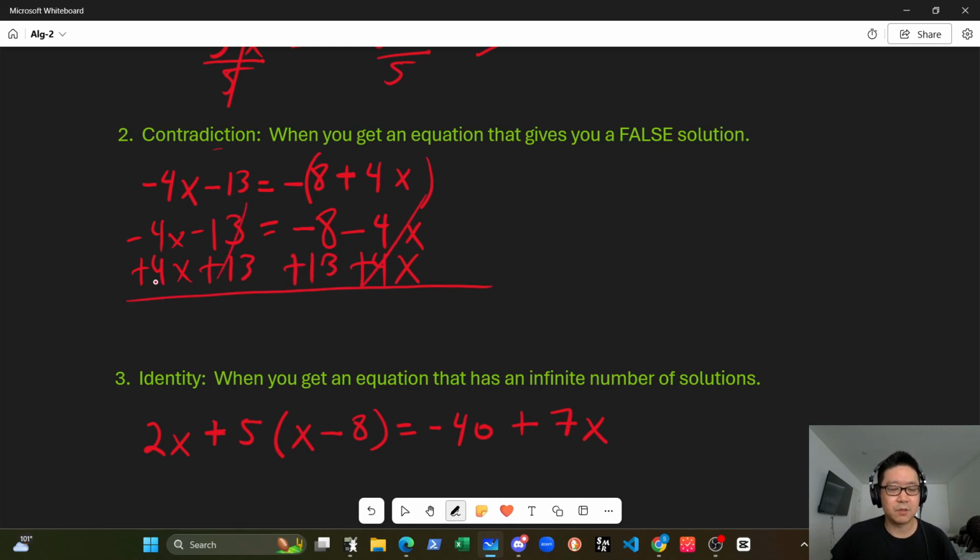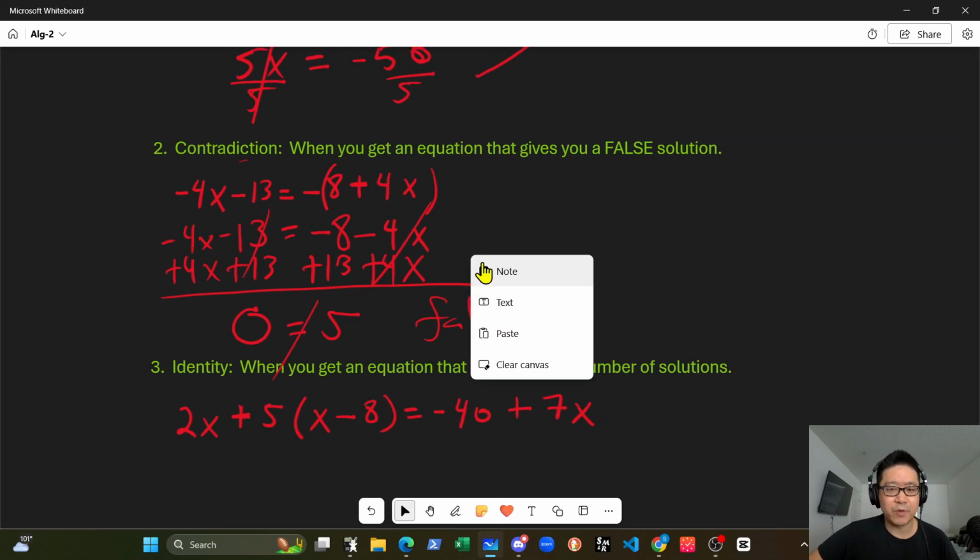Those are going to cancel. And here we have, well, on the left side, we have negative 4x and positive 4x. That's 0 equals. Here we have negative 8 and positive 13. That's going to be 5. And right away, we know this isn't true, right? 0 does not equal 5. This is false. So that's basically what a contradiction equation is: when you simplify and isolate the variable, you get a false answer.